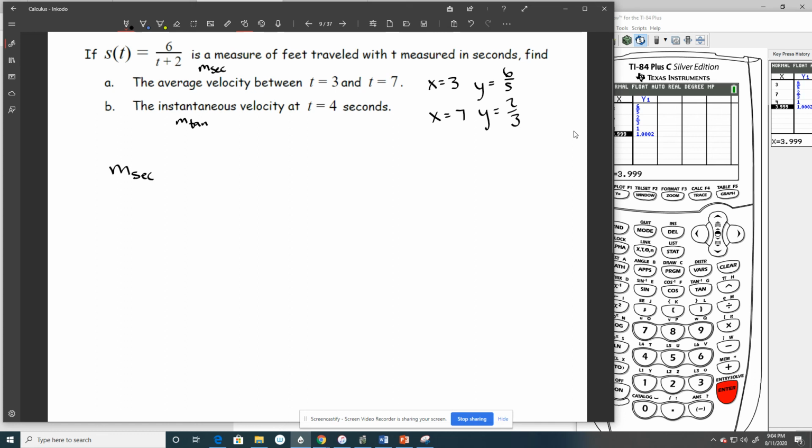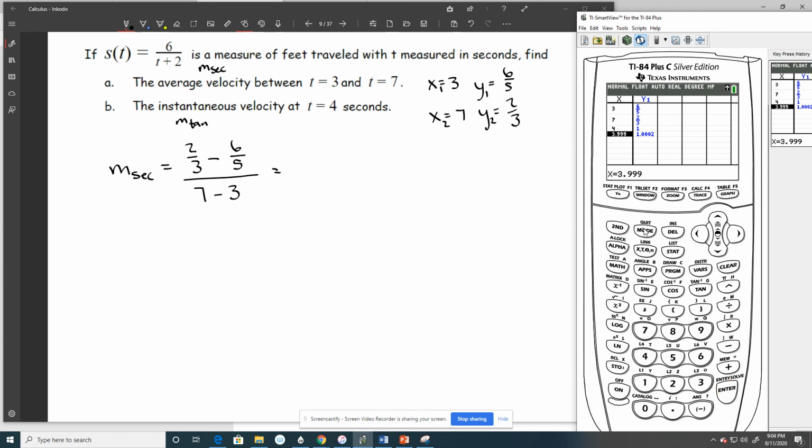So the slope of my secant, and let's call these x1, x2, y1, y2. So I've got to do y2, which is 2/3, minus y1, which is 6 over 5, over x2 minus x1, which is 7 minus 3. And that's going to give me the slope of my secant. So 2/3 minus 6 over 5. We'll just keep doing this. We'll let technology do the work for us. We're going to find out the top first. So let's do 2/3 minus 6/5.